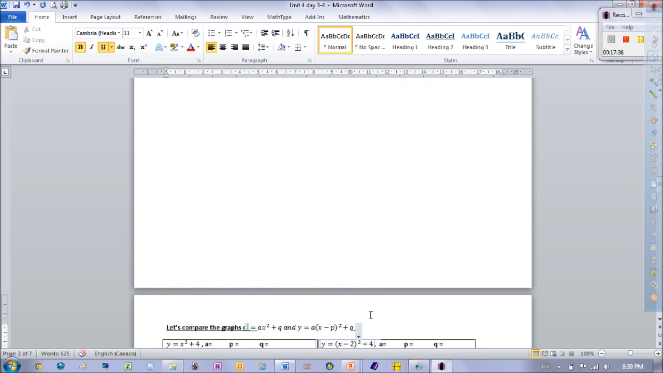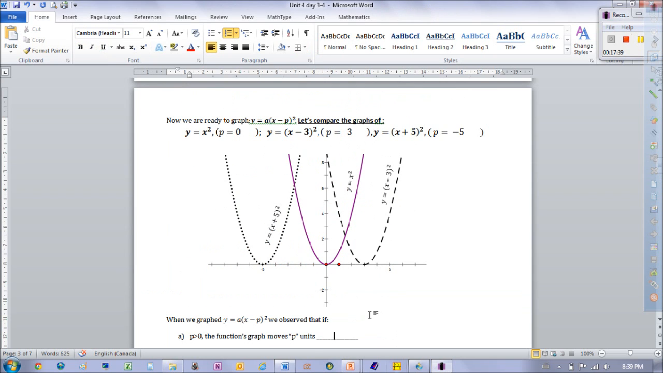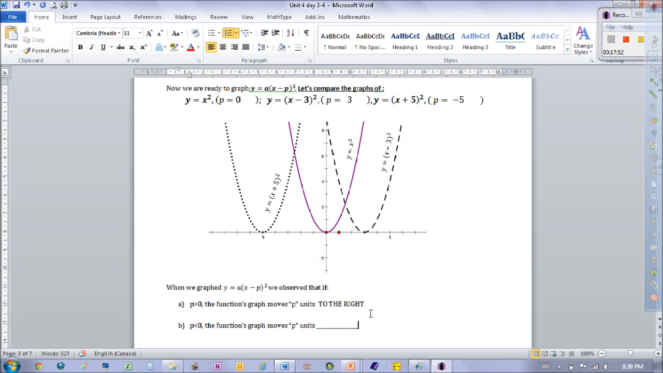So what kind of observations will we be able to make? Well, if p is positive, the function moves p units to the right, and it means I have x minus a number inside the bracket. And if p is a number less than 0, the function's graph moves p units to the left on the graph, which means inside of that bracket I'm going to have x plus a number, x plus 5, x plus 2, x plus 3, and so on.